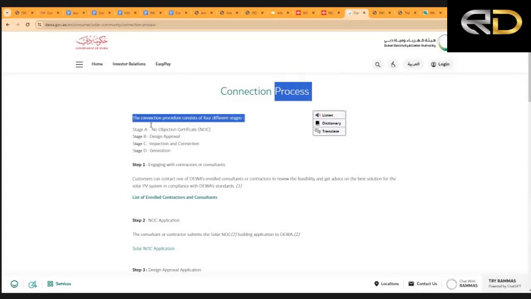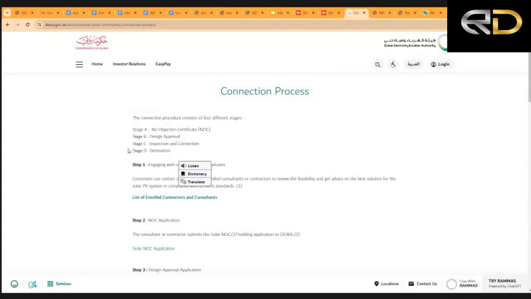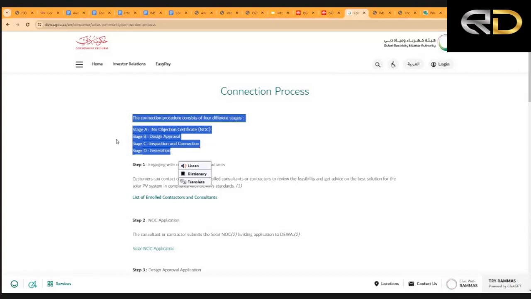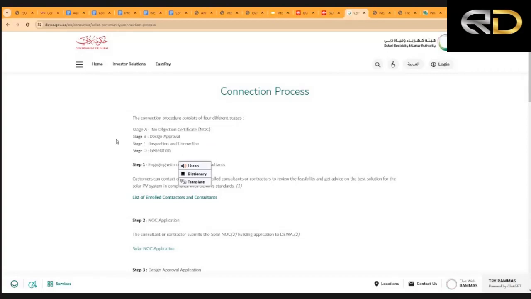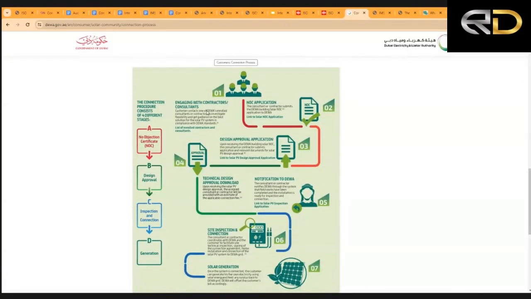For example, this is a process to connect a solar panel at your house in Dubai. If you want a solar panel at your home or at your residence, these are the 4 stages that you go through. So this is an example of where integrated management systems are applied. The process, basically, can be represented like this.